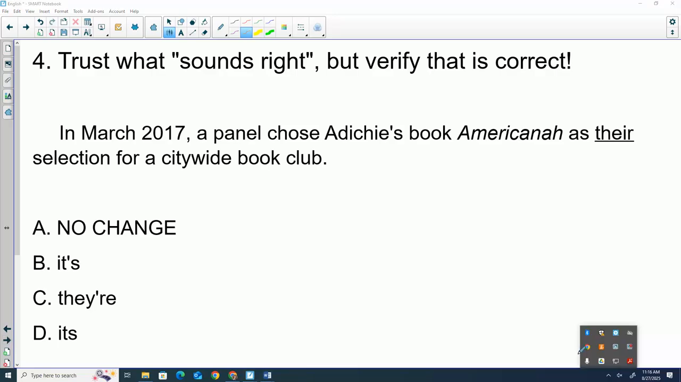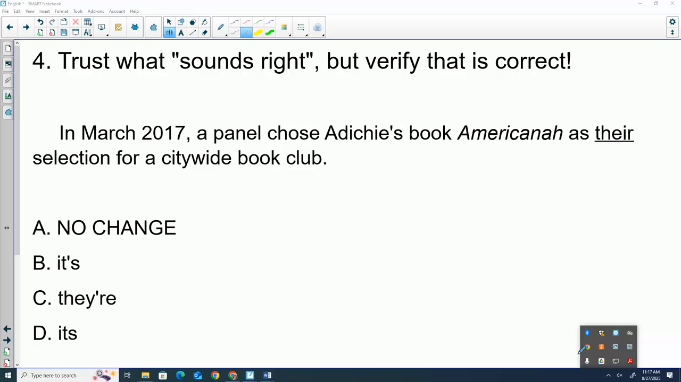Okay, your gut is going to be able to tell you the correct answer a lot of times. You guys have all read. You're in high school, you've read quite a bit. You know what sounds right. So trust your instincts, but don't solely rely on them. Make sure you can verify that that is a correct choice. So in March 2017, a panel chose Adichie's book, Americana, as their selection for a citywide book club. All right, what do you think? Does it sound obviously wrong? Not really.